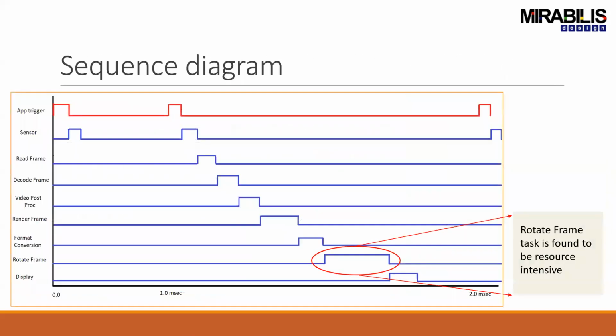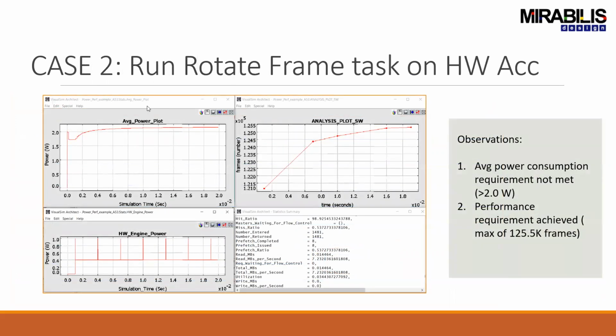As a result, we look at the activities for each of the functions, how much resources each consumes and for how long. It was plotted and we could see that the rotate frame task in particular was found to be more resource intensive because it consumed the resources for the longest period of time. So as a result, we ran another simulation.